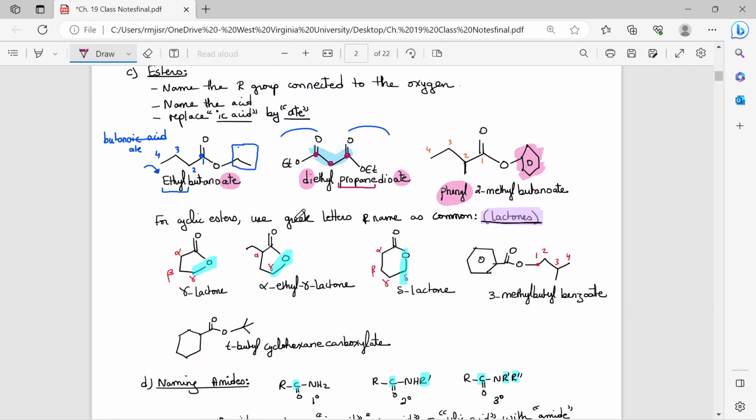To name cyclic esters, we are going to use the Greek letters in there. So cyclic esters are always named with the common name and not the IUPAC name. And their common name is a lactone.